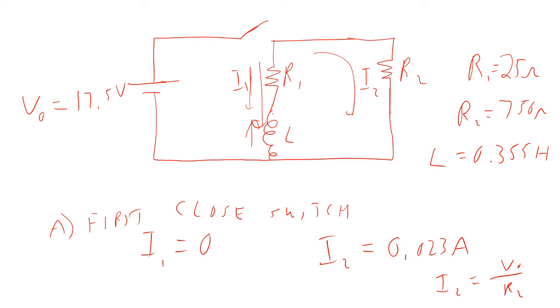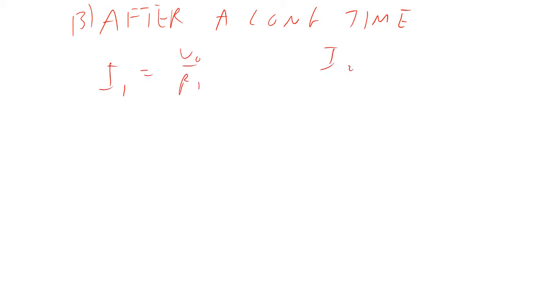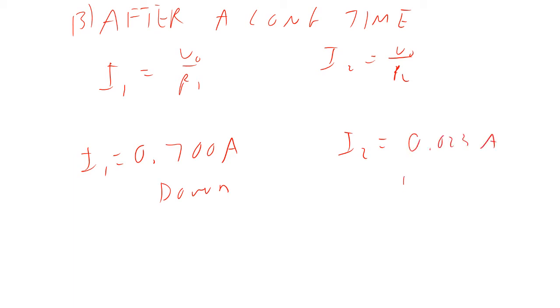So the next question is, after a really long time, what's the current? So B. After a long time, the inductor just acts like a wire. And so all we have is I1 is V0 over R1, and I2 is V0 over R2. So I1 is going to be 0.7 amps flowing down, and I2 doesn't change, it's still 0.023 amps, and it's also flowing down.